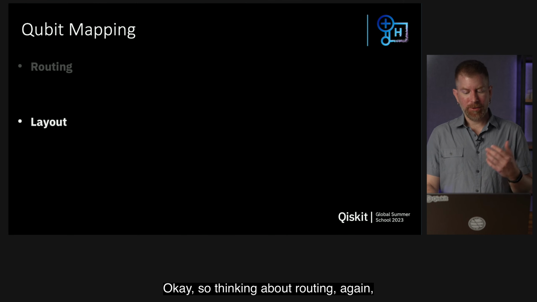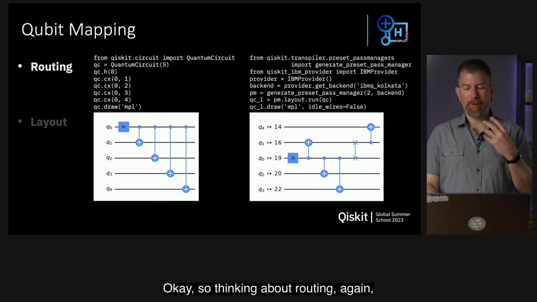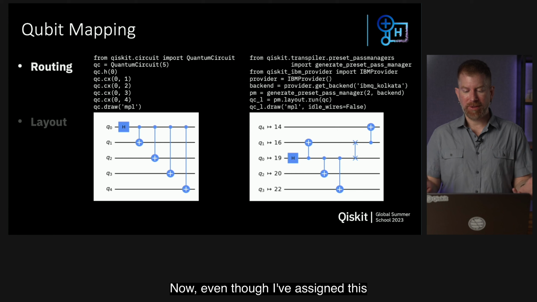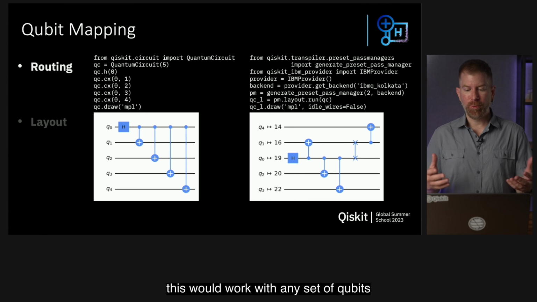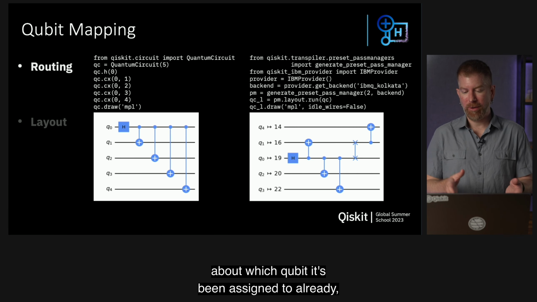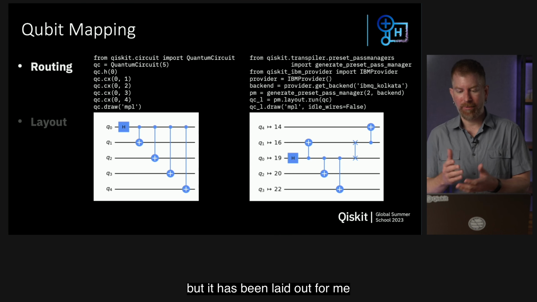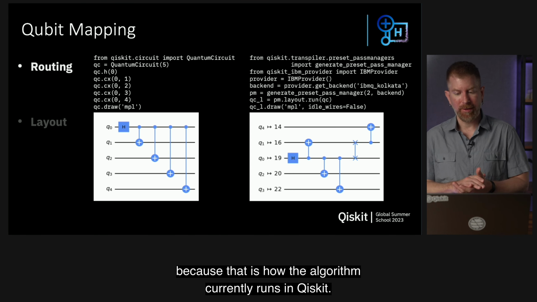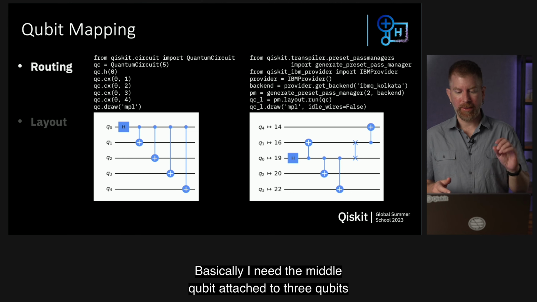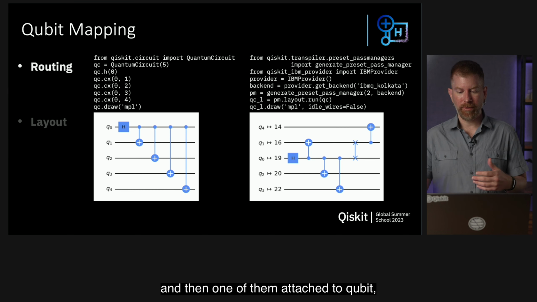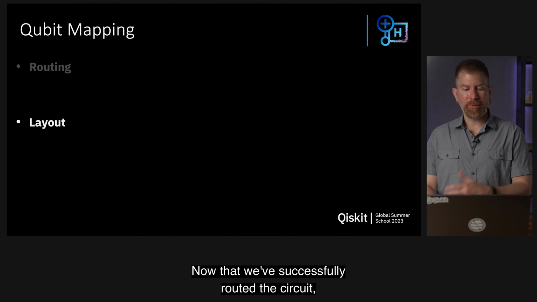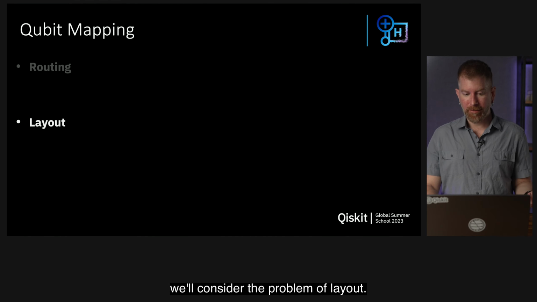Okay, so thinking about routing again, this has now been routed to a topology. Now, even though I've assigned this to certain qubit numbers, this would work with any set of qubits that had the same topology. So I actually don't need that information about which qubit it's been assigned to already. But it has been laid out for me because that is how the algorithm currently runs in Qiskit. Really, any of these abstract qubits that had the same topology would work. Basically, I need the middle qubit attached to 3 qubits, and then one of those other qubits attached to another one, where I will add the swap. Now that we've successfully routed the circuit, we'll consider the problem of layout.